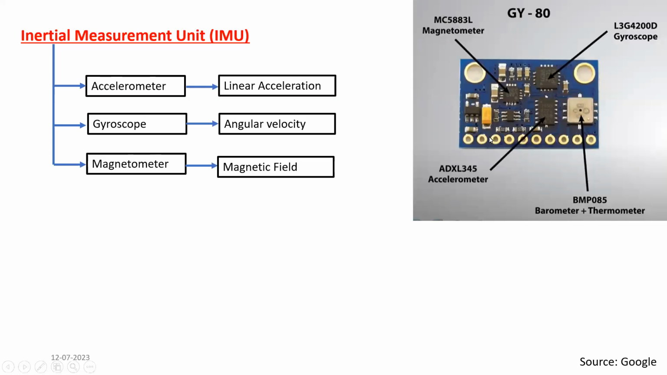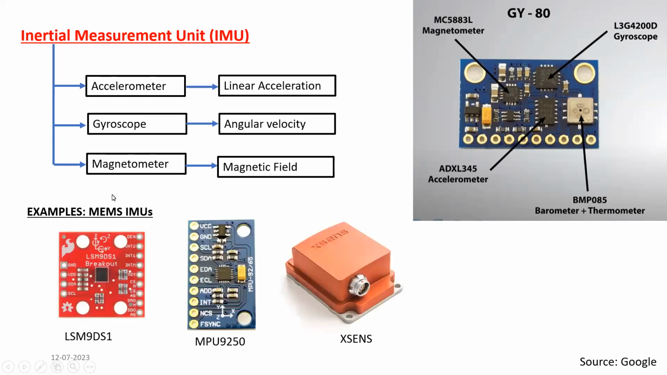Let's say one example of an IMU is the GY-80. It has separate sensors, a magnetometer, gyroscope, accelerometer, and barometer, all embedded separately. And there are some other boards where all the sensors are combined together and embedded, for example the LSM9DS1. And this is the MPU, a very famous inertial measurement unit. And if you want more accurate sensors, we can go for Xsens sensors. The small chip itself contains all three sensors: accelerometer, gyroscope, and magnetometer.